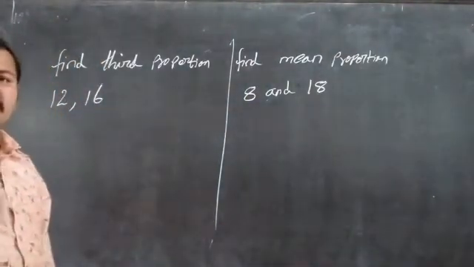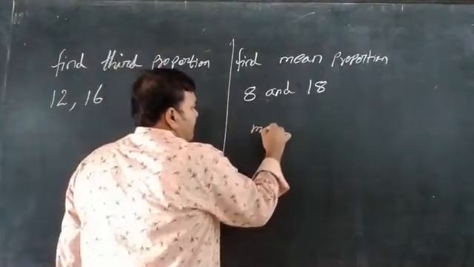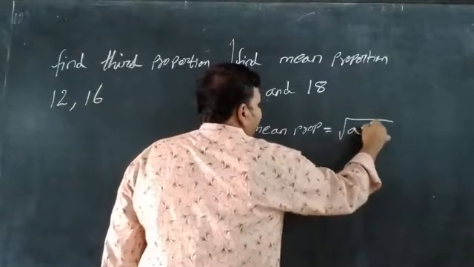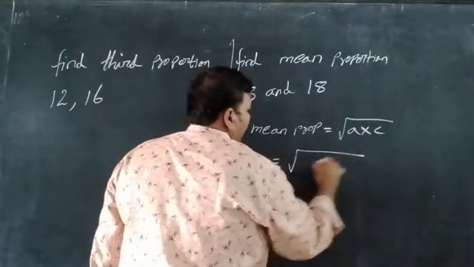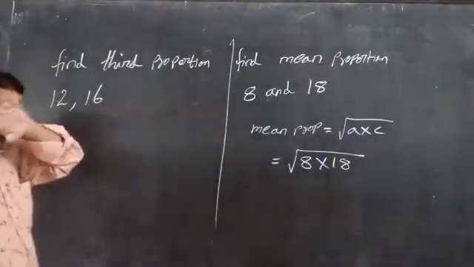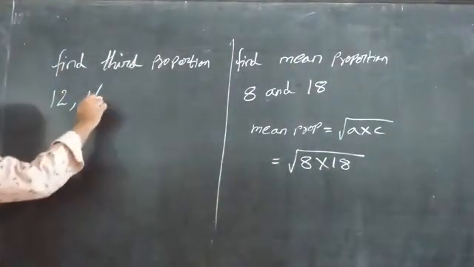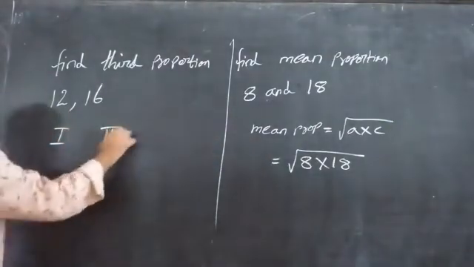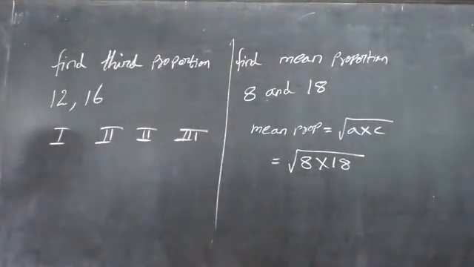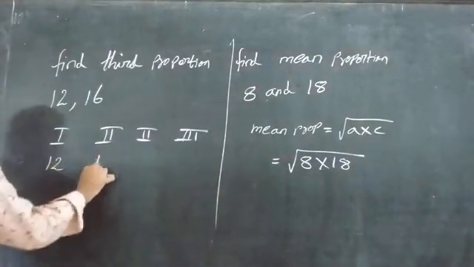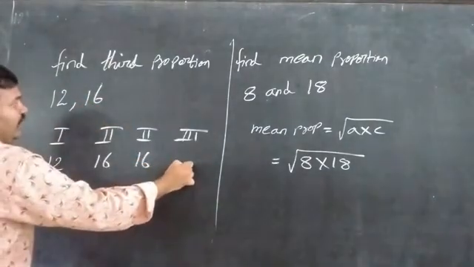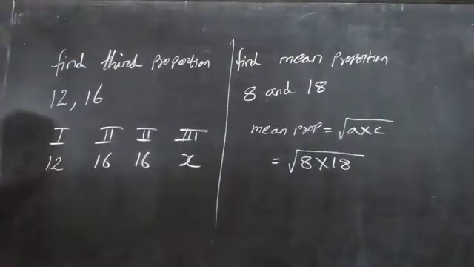Mean proportion means, keep in mind that formula: mean proportion is equal to root of A into C. That is root of 8 into 18. What about this sum? Third proportion means third, so we write it as 1, 2, 2, 3. Actually 4 terms will be there, but we write it as 1, 2, 2, 3. That is 12, 16, and 16 we have to repeat. Third proportion means the third one we take as x. This is the condition.